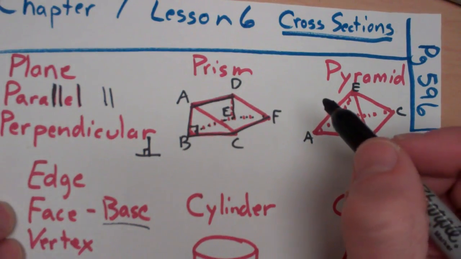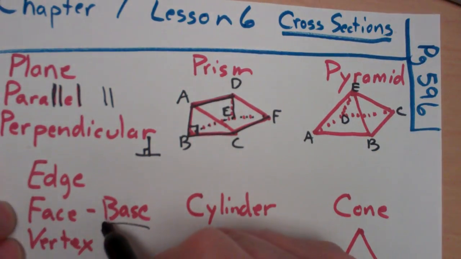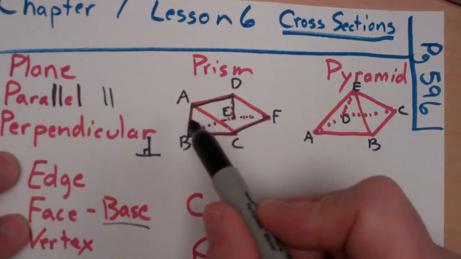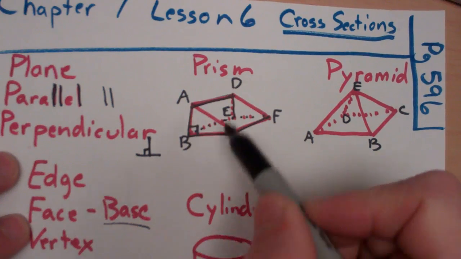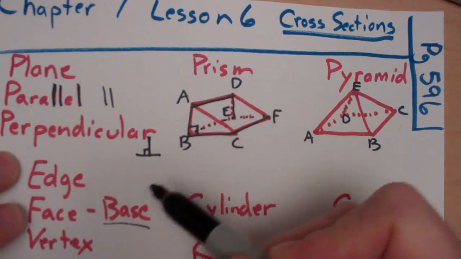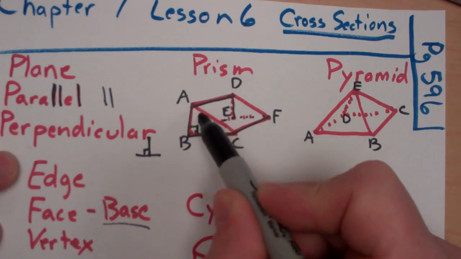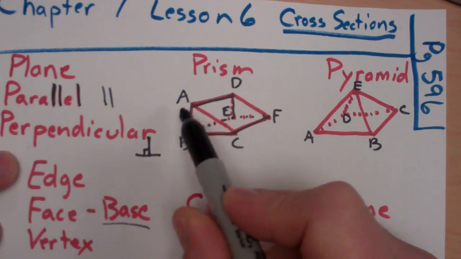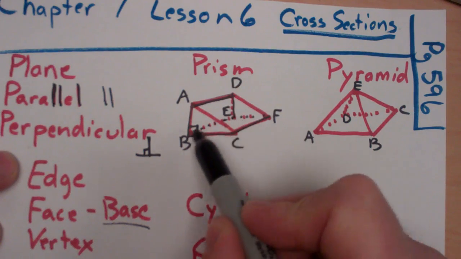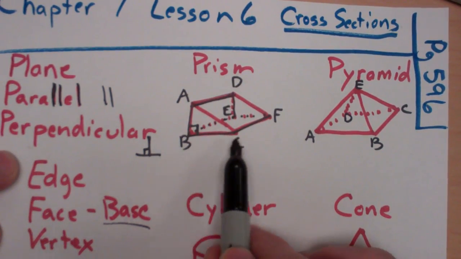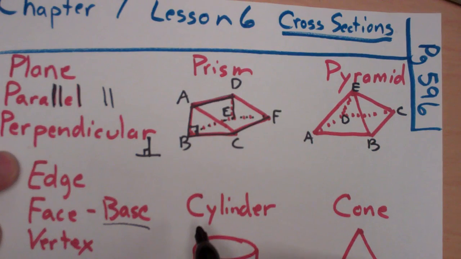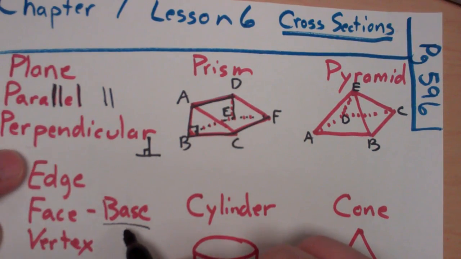The faces are the flat sides, not just the bases. Base is a special one, but faces are the flat sides. For example, triangle ABC and triangle DEF were the two that were your bases as well as faces, but you also have this rectangle DACF. You have a rectangle on the back, ADEB, and you have a rectangle on the bottom, BCFE. So those are what we consider the faces.